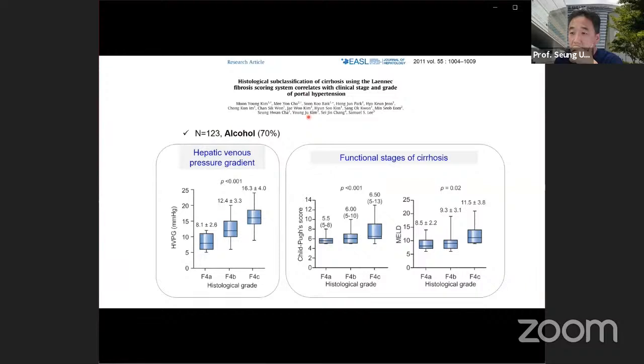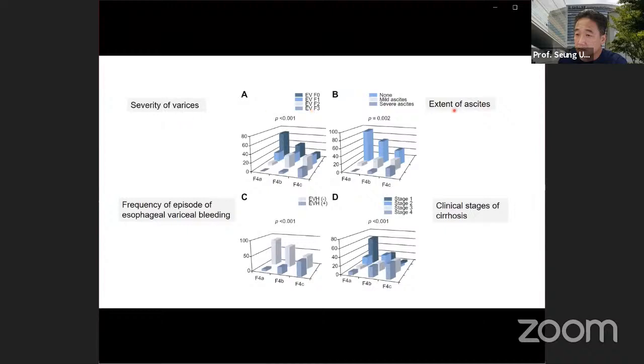And our colleagues evaluated this Laennec staging and portal hypertension grade. They evaluated 123 cases, and the major etiology was alcoholic liver disease. They measured the hepatic venous pressure gradient, and 4A, 4B, 4C showed a significant difference. And the functional stage of cirrhosis, Child class score, and MELD score are also significantly different. Severity of varices, extent of ascites, frequency of esophageal variceal bleeding, and the clinical stages are all significantly different among 4A, 4B, 4C. Therefore, this Laennec system is suggested to represent the more functional stage of liver cirrhosis.